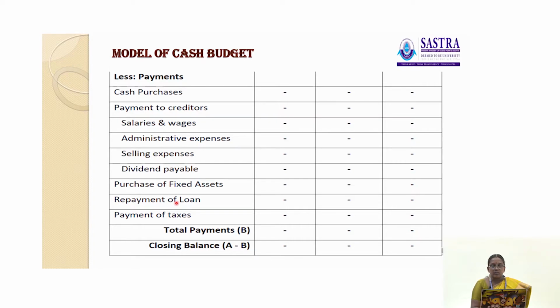Here the total receipts are represented by A and the total payments by B. The closing balance in the month of January is total receipts minus total payments. That is the closing balance of cash in January, which is the opening balance in February. Then the closing balance of cash in February is the opening balance in March. Okay, this is the model of cash budget.